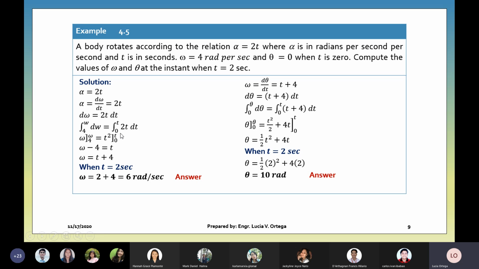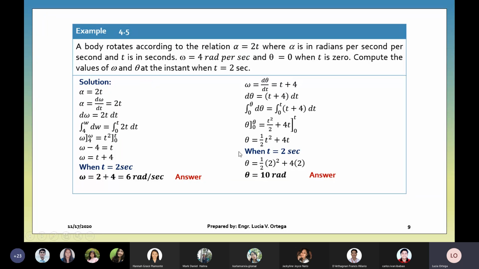This equals the integral of 2t dt, with the limit from 0 to t, since there is a condition when t equals 0. Integrating, we have omega equals t squared. Substituting the limit, omega is t squared plus 4. So when t equals 2 seconds, the angular velocity is 6 radians per second. What is the other requirement? The omega and theta.